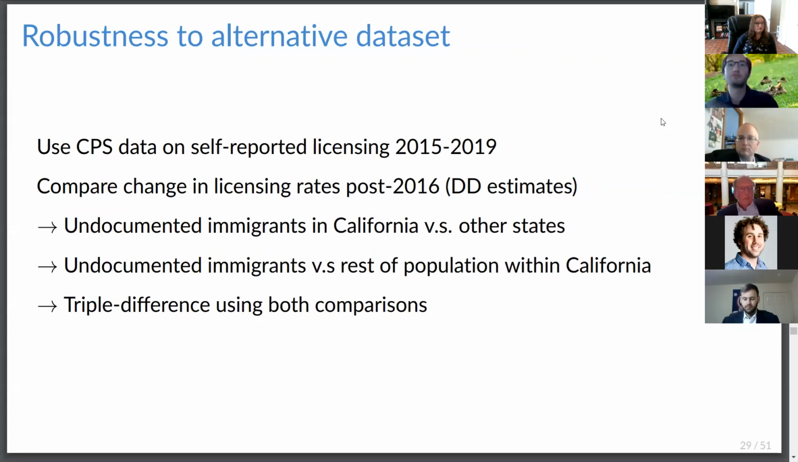And so I'm using this data, which we've seen now a number of times. I'm going to do a similar sort of exercise, but now, like I think Bobby said, I'm going to be using between state variation as well. And I'm going to show you 3 different types of diff in diff, including a triple diff in diff. So first, I'm going to compare the licensing rate for undocumented immigrants in California versus other states. Then I'm going to compare undocumented immigrants versus the rest of California, so a within state comparison, which is similar to what I just did. And then I'm going to do a triple difference in difference using both comparisons. And I'm going to focus on this third one for a reason that will become apparent in a minute.